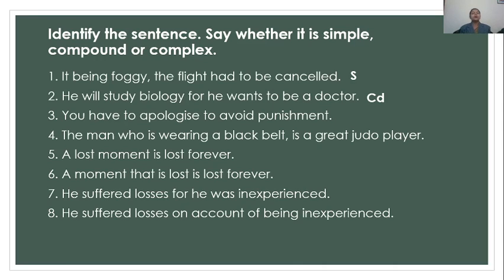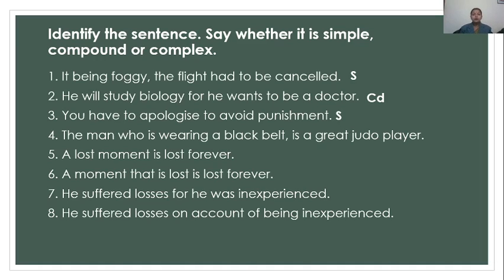Okay. Now: you have to apologize to avoid punishment. Now find out the number of finites. Quickly find out. How many auxiliaries are there? Have is my first auxiliary. To apologize and to avoid are non-finite, okay? They are not finite. They are non-finite verbals. Okay. So as the sentence has only one finite verb, have, what type of sentence is this? Simple sentence.